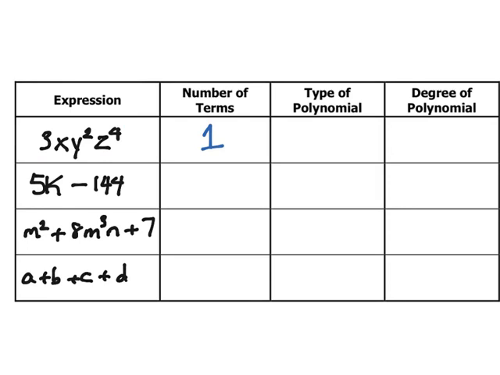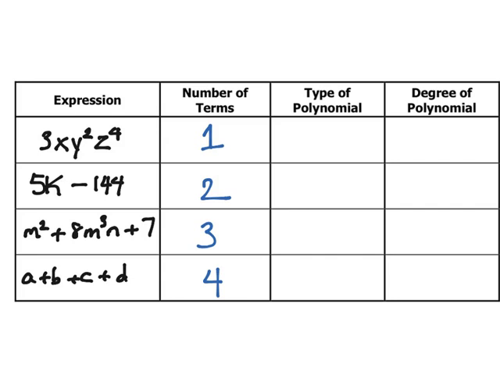The next polynomial has 2 terms because it's being separated by this minus. The next one has 3 terms, 1, 2, 3, because it has 2 symbols in between. And then the last one has 4 terms, A, B, C, and D.